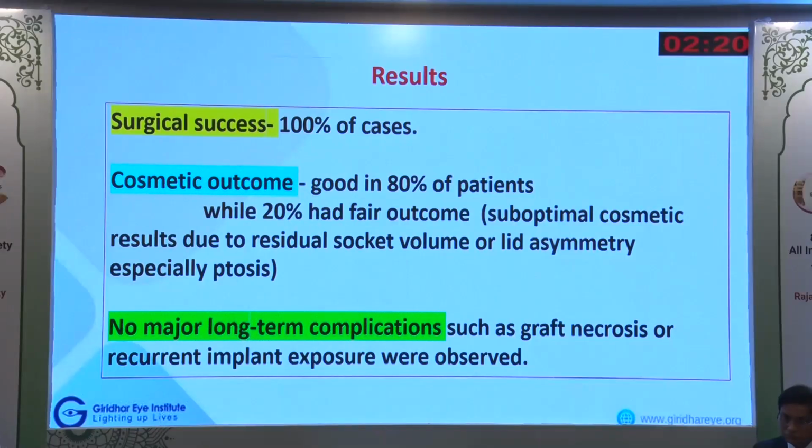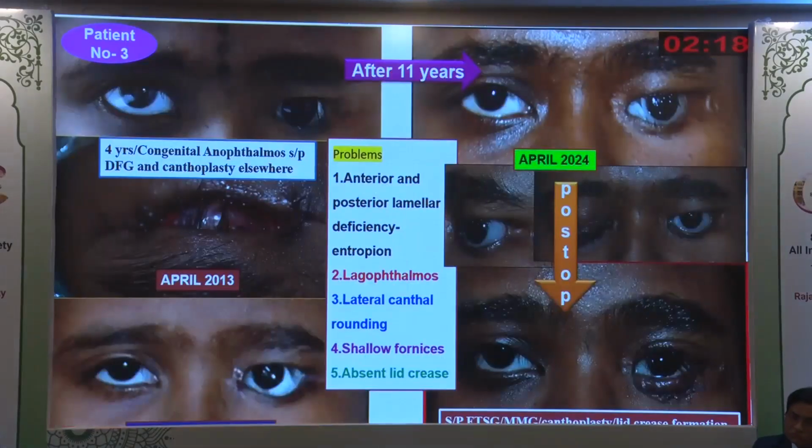No major long-term complications were observed. This is my third patient. She is a 4-year-old child who presented to us with a known case of congenital enophthalmos, status post DFG and canthoplasty done elsewhere. I have done medial canthoplasty and lateral canthoplasty.